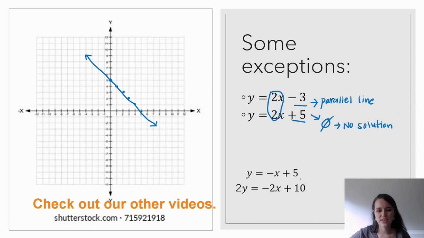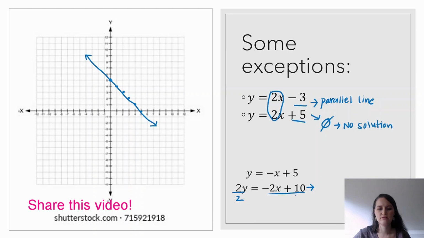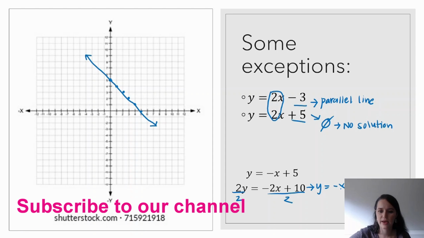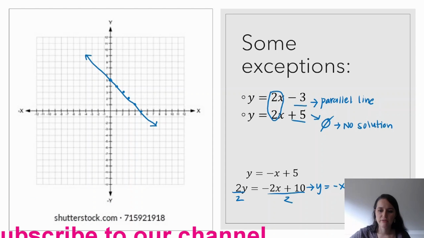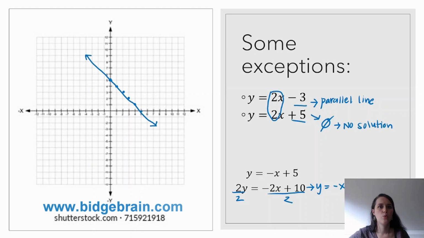And for the second equation here, I'm going to divide everything by 2 to get the y by itself. I've got y equals -x plus 5. Pause. What do you notice? What is that equation? What did we just do? I just graphed that. Look at that.